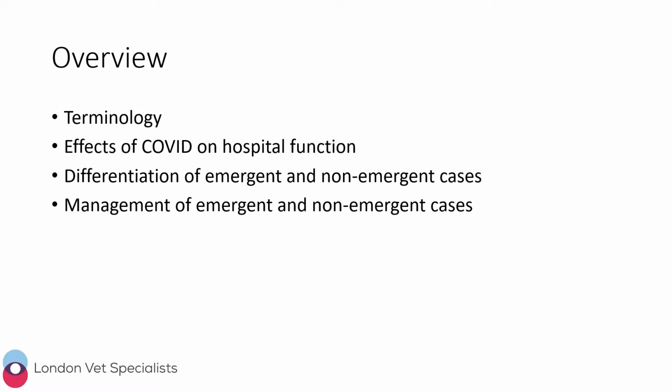First, we will start with some terminology of some of the words that we are going to use throughout this presentation. Second, we will review some of the effects that COVID is having on normal routine hospital function and the challenges that this can present to our ability to see and manage our patients. Next, we will differentiate between the different types of emergent and non-emergent cases that we can see and how to classify them. And then finally, we will talk about how to manage these emergent and non-emergent cases once we've been able to appropriately categorize them into which type they are.